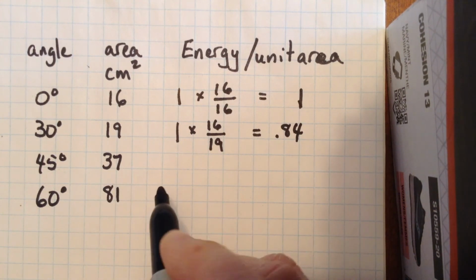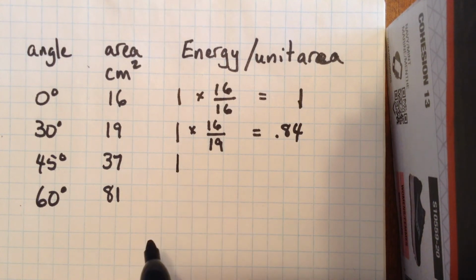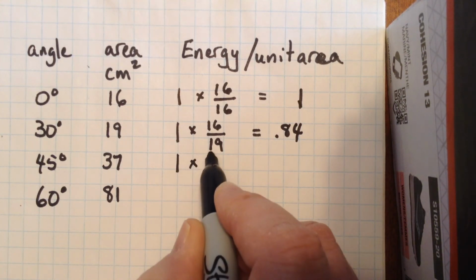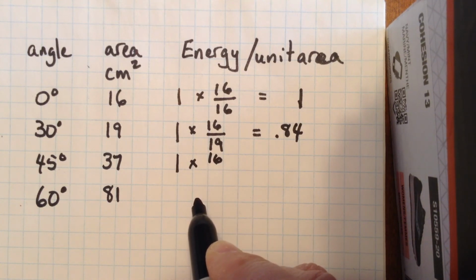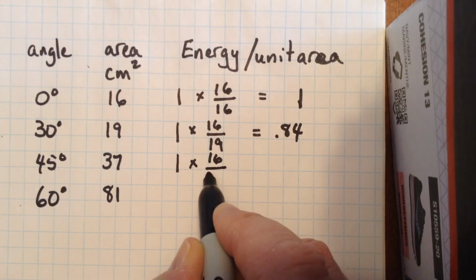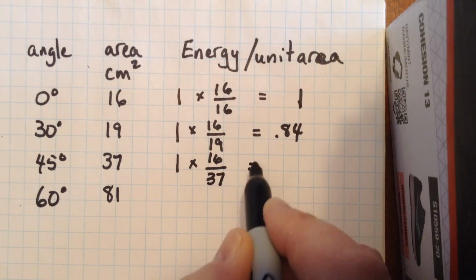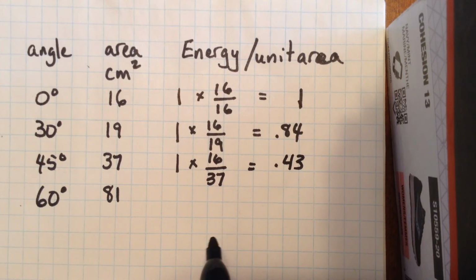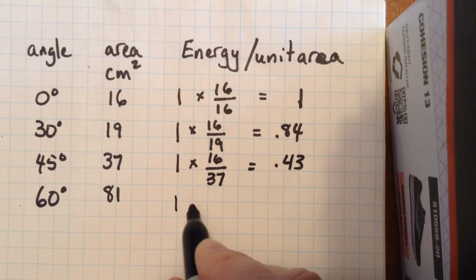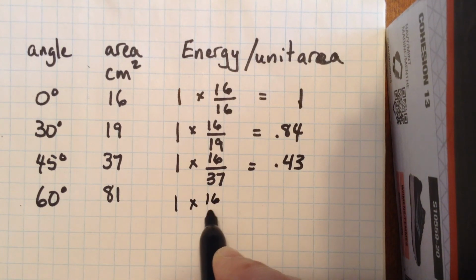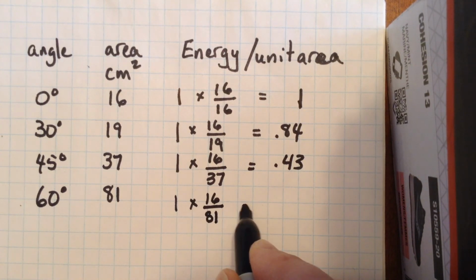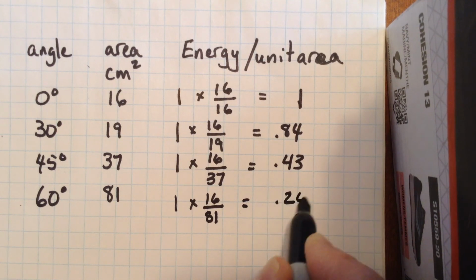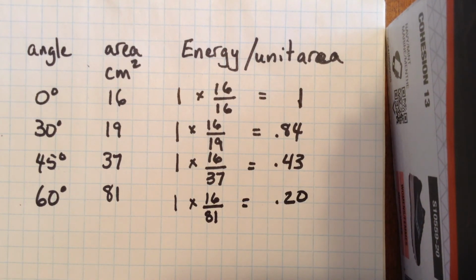When we tilt again to 45 degrees, it's still the same amount of energy, but instead of being spread over 16 square centimeters, now it's spread over 37 square centimeters, and we get about 0.43, so a little less than half. And then finally, when we tilt at 60 degrees, we take that energy that was over 16 square centimeters and we spread it over 81 square centimeters, and we get about 20% of our original amount.